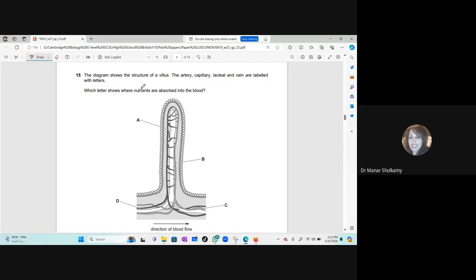Which letter shows where nutrients are absorbed in the blood? A, B, C, or D? B. What do they mean here by nutrients? Yes, it's glucose. B. Okay. Yes, nutrients here, they mean glucose and the amino acids and the water and the vitamins and the minerals. A is what? Let's label it.